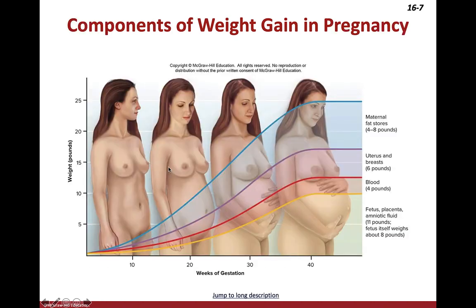Here is kind of a breakdown of how that weight gain is actually distributed. If we look at full term, maternal fat stores increase about 4 to 8 pounds, uterus and breasts increasing by 6 pounds, a 4-pound increase in blood. And if we look at the fetus, placenta, amniotic fluid, 11 pounds, with the fetus actually weighing approximately 8 pounds.